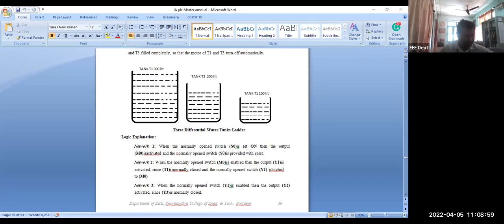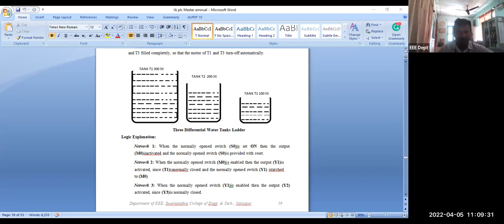Network 4, when normally open switch T0 is enabled, then Y3 is normally closed, enabled. After that, network 5, when normally open switch Y3 is activated, timer T1 is set. After that Y3, T2 comes. Okay, so this is the thing.